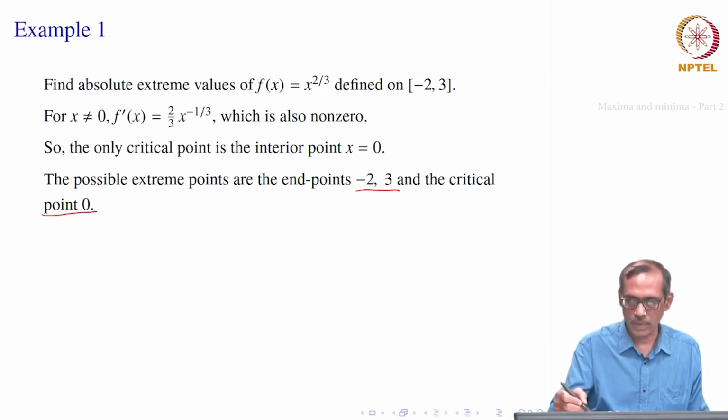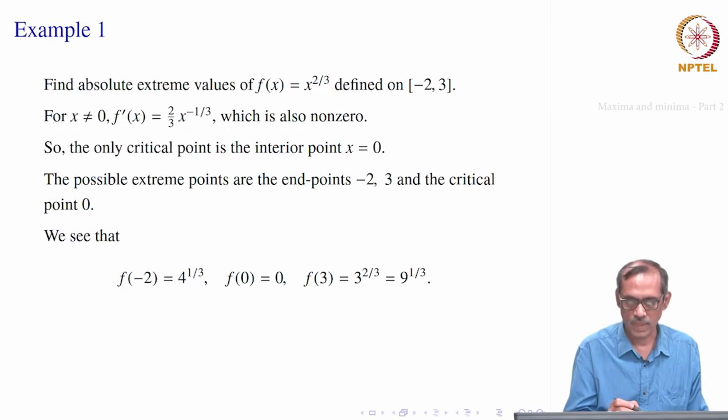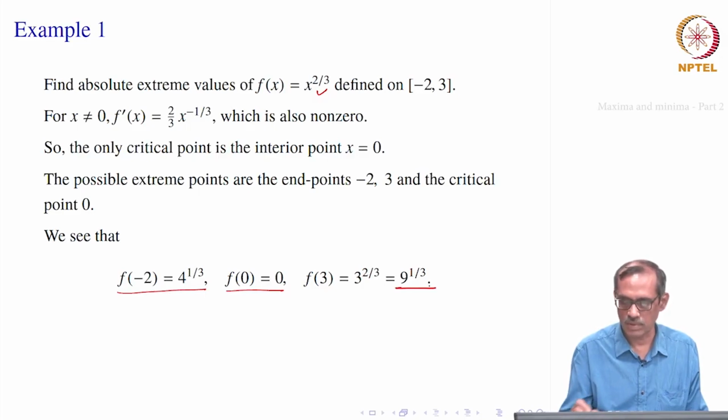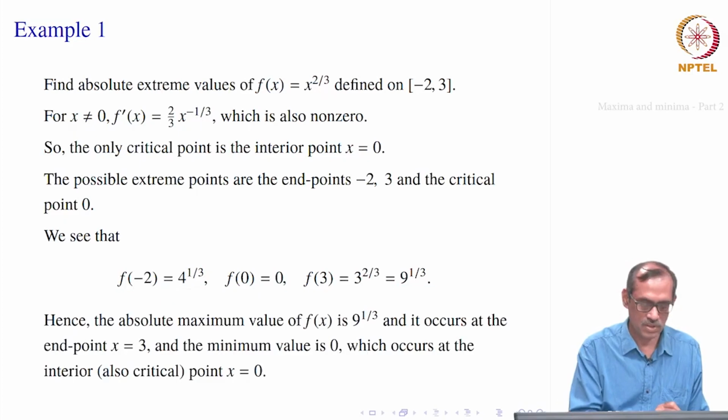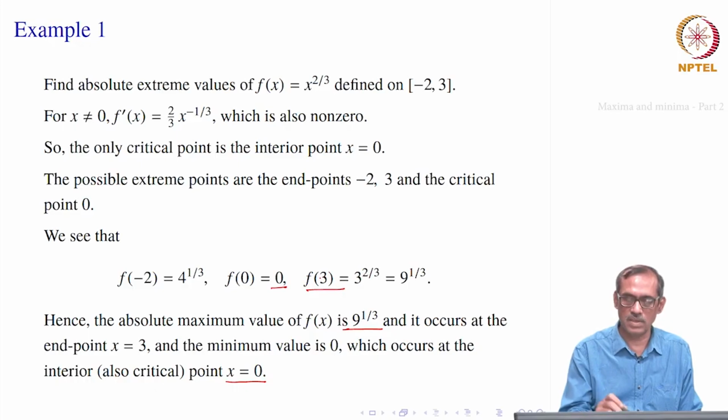Then all that we have to do is compare the values and find out which are the maximum or minimum. So, f of minus 2 we find is 4 to the power 1 by 3 from here, and f of 0 is 0 of course, and f of 3 is 3 to the power 2 by 3, which is 9 to the power 1 by 3. Now, out of this we find that the maximum is 9 to the power 1 by 3 at 3, and the minimum value is 0, right. So, that is also a critical point. Minimum is achieved at 0, maximum is achieved at 3.